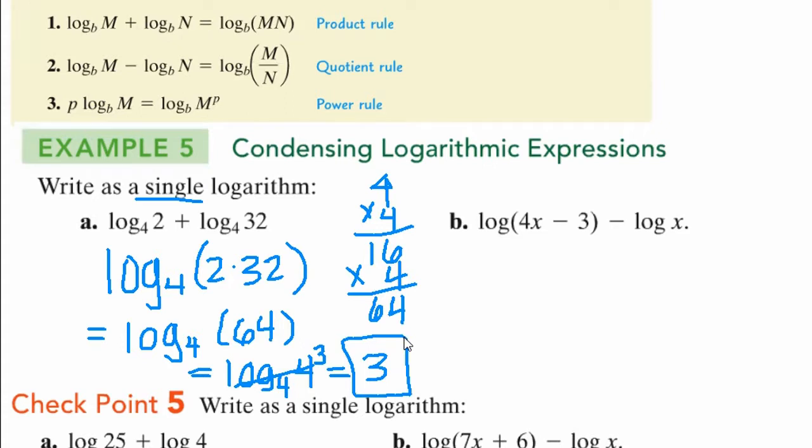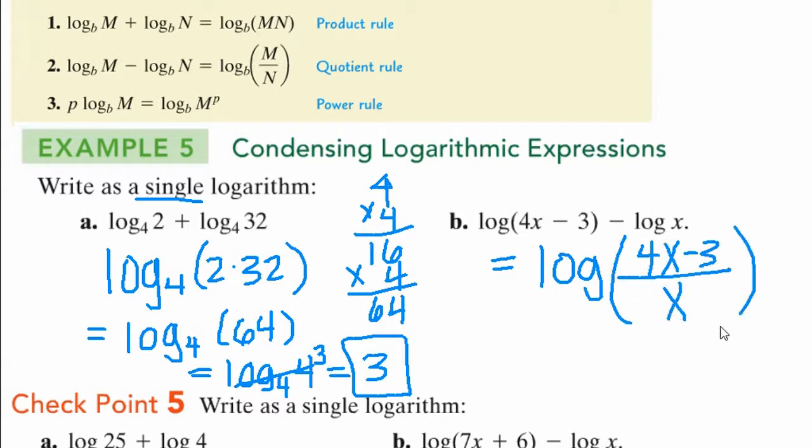All right, over here, I have subtraction. So I'm going to combine it into a single one using division on the inside. So the first one comes on top, and the one behind the subtraction goes in the denominator. So go ahead and hit pause, try the next 2, and when you're done, hit play to check your answers.